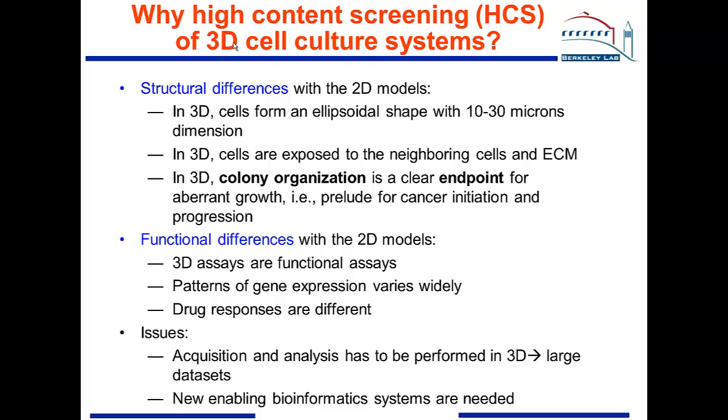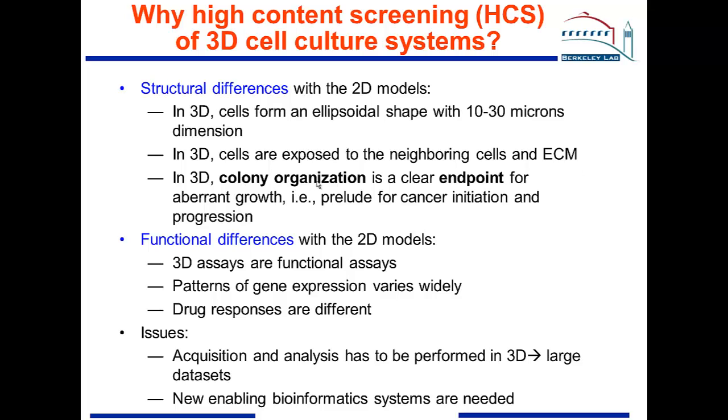So why three-dimensional cell culture models as opposed to 2D ones for screening therapeutic targets or gaining new insights into biological processes? There are structural and functional differences. In 3D, cells form an ellipsoidal shape with 10 to 30 microns dimension. In 2D, they remain flat. In 3D, cells are exposed to the neighboring cells and the extracellular matrix, ECM, while in 2D, the exposures to the nearby cells are minimum.